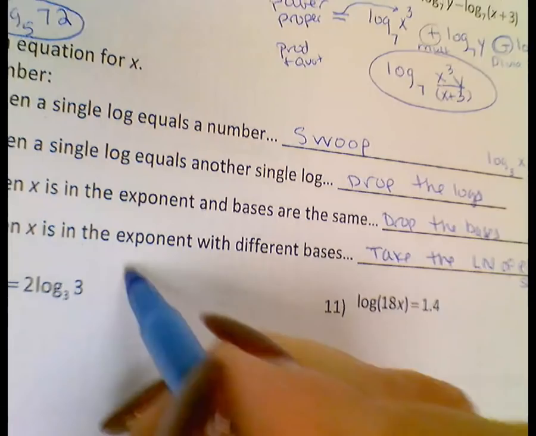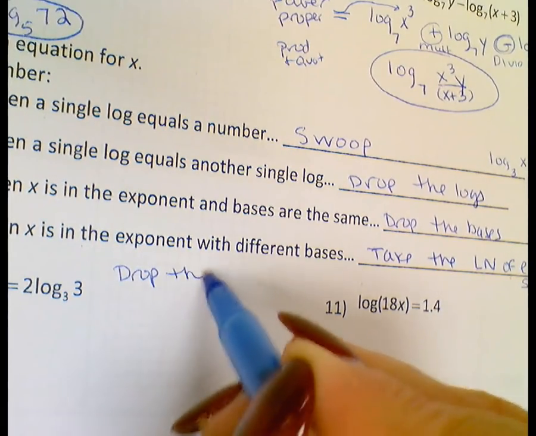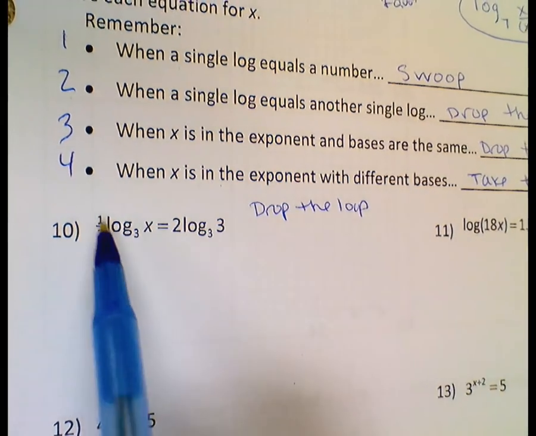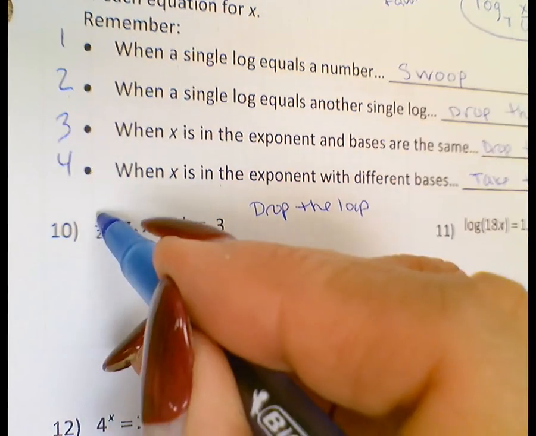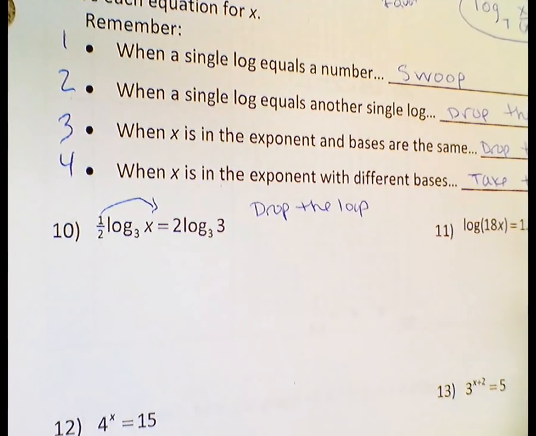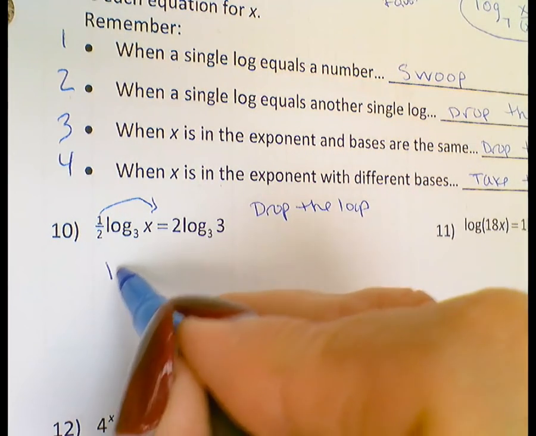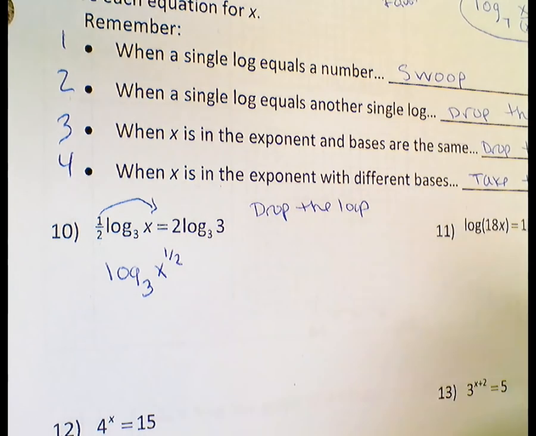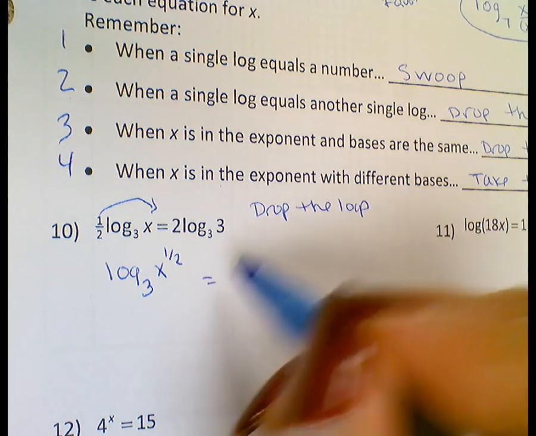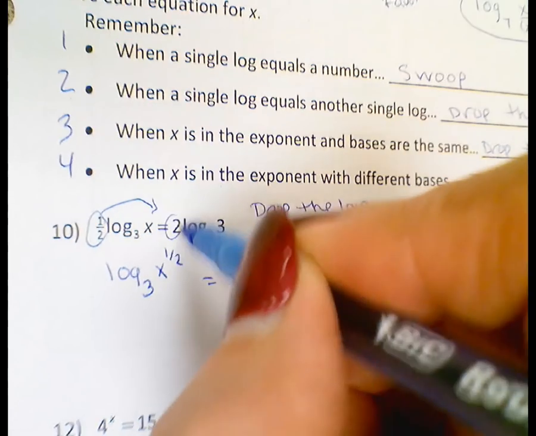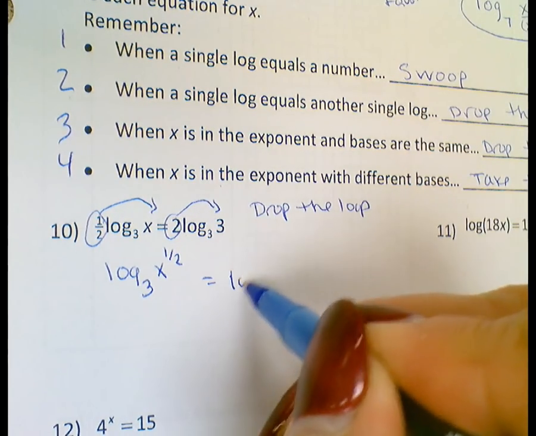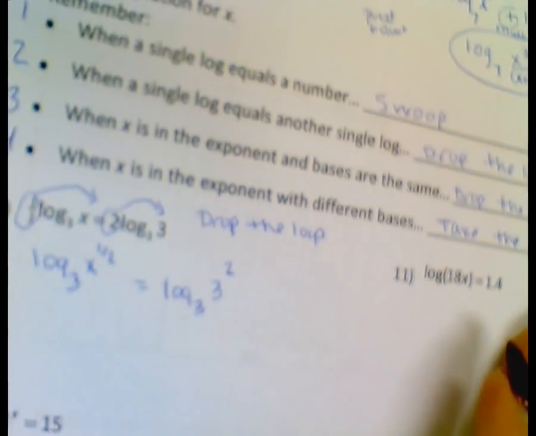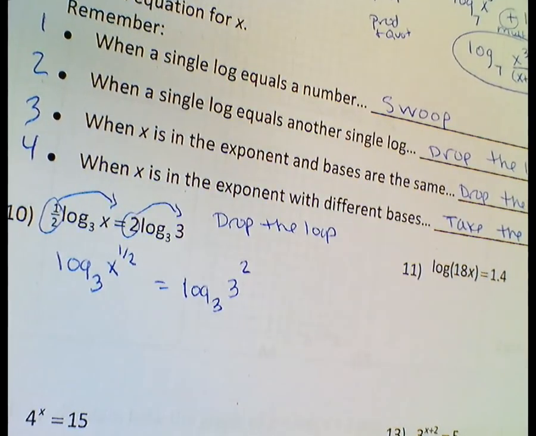However, we are going to be dropping the logs, but first we've got to make sure there's no numbers out front of the log. You guys see this 1/2? That 1/2 has to go up on top of that x, because I can't drop the logs unless it starts with the word log. So this is x to the 1/2 equals this. The 1/2's in the way, and the 2 also has to go up here: log base 3 of 3 squared. I moved those outside numbers to exponents.